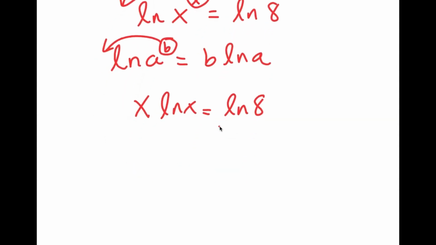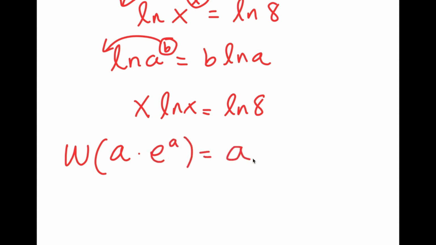Now from here, I'm going to use another formula that states that if I have something in the form W of a times e to the power of a, this is equal to a. And this is something known as the W-Lambert formula. So if I take the W of something in the form a times e to the power of a, it's going to equal a.